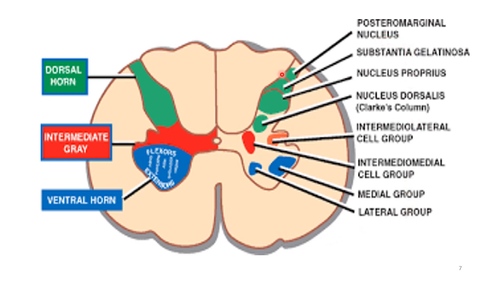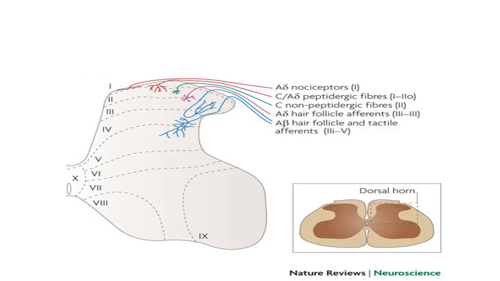So there are nuclei present in the layers, which is the post-marginal nucleus. Second layer, substantia gelatinosa. Then fourth, nucleus proprius, nucleus dorsalis. Then intermediolateral cell group, medial group or lateral group of the anterior motor neuron. So these are the layers.